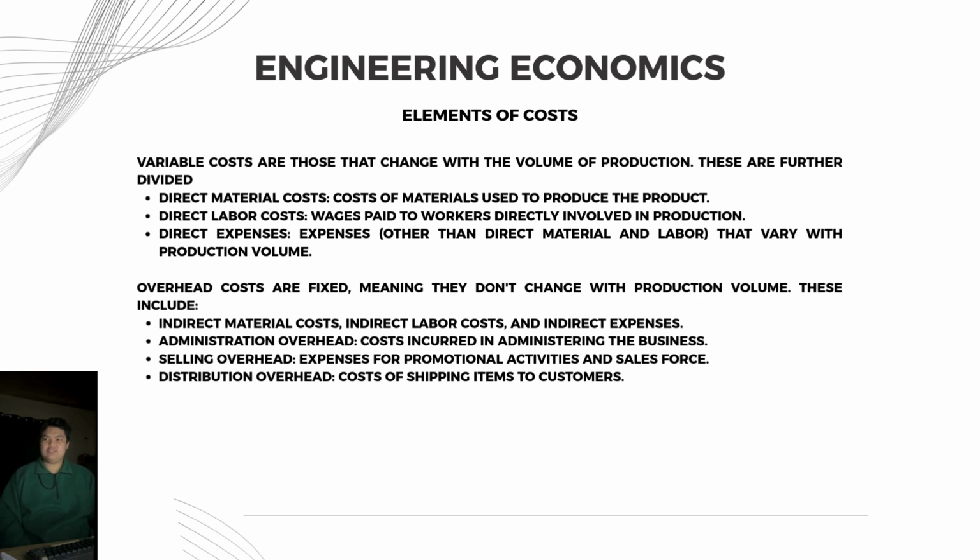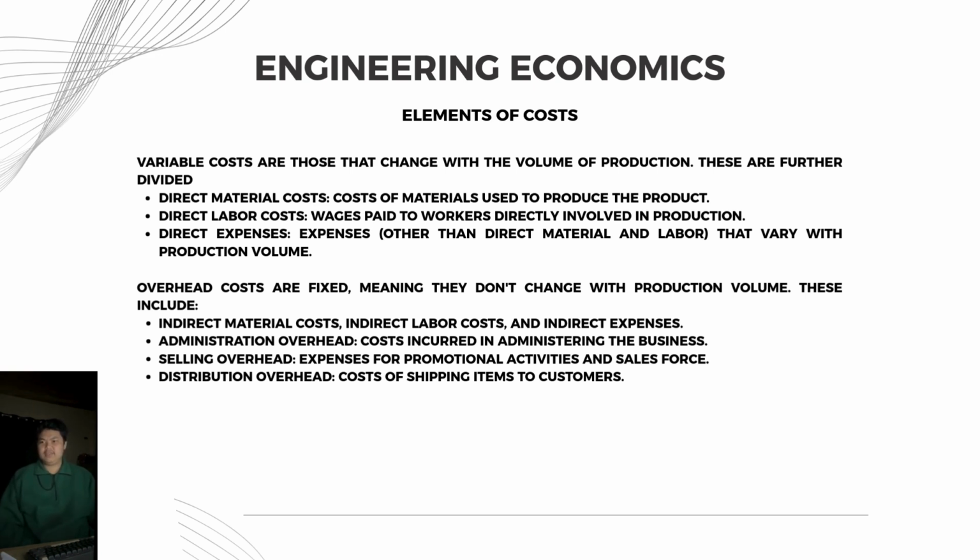Expenses that change in direct proportion to output volume are known as variable costs. These expenses consist of direct labor costs, which are the wages paid to the workers who actively participate in the production process; the direct material costs, which are the costs related to the raw materials used to make the product; and direct expenses, which are those costs that are specifically related to production output, aside from direct labor and material costs.